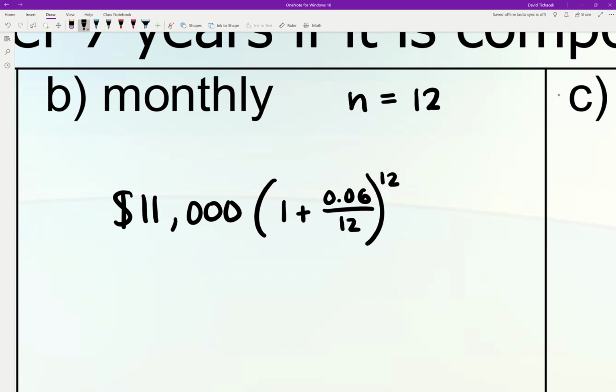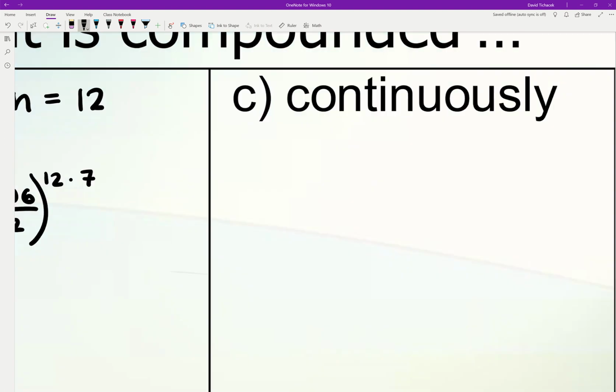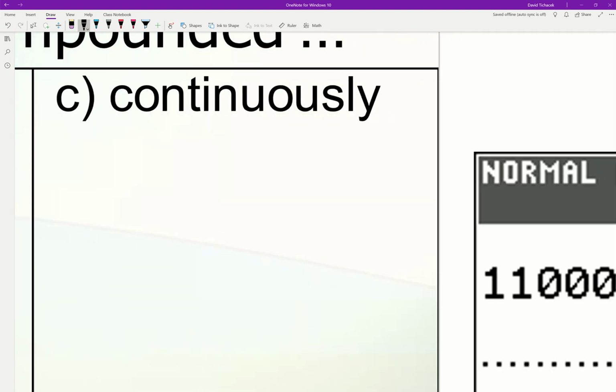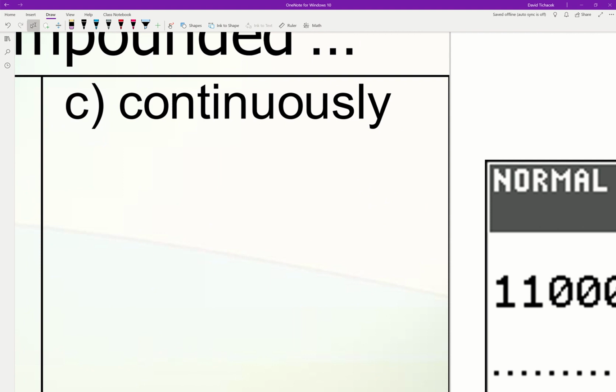All raised to the power of the number of times you compound times the number of years you're giving this to grow, which is, of course, 7. And then again, I'll show you what that's going to be here in a moment. In the case of continuous compound interest, that is going to be that different formula with Euler's number in it. And so that is going to be our principal amount, which is 11,000, times E, Euler's number, to the power of your interest rate, 0.06, times the amount of years you're giving this money to grow, okay?